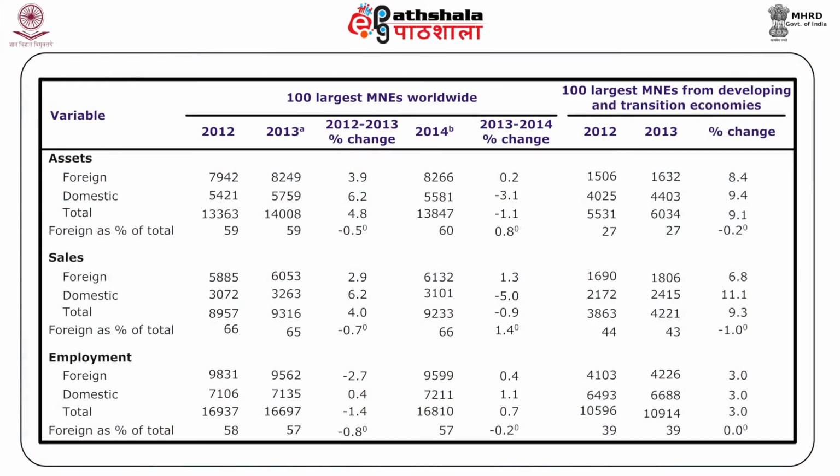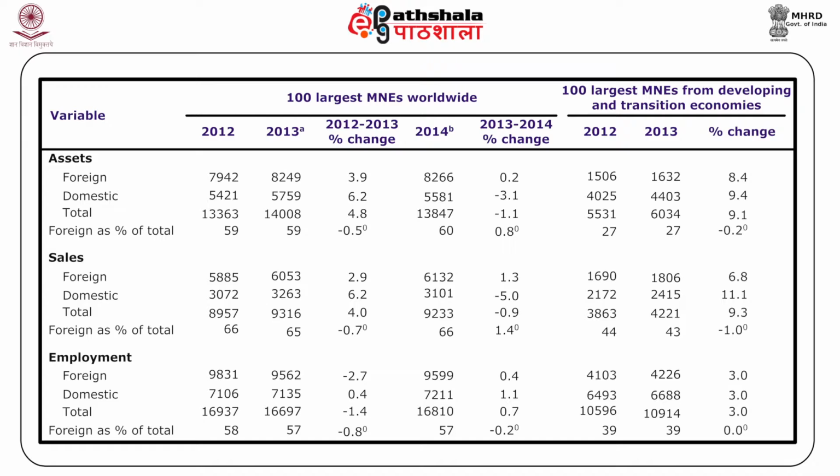We can have a quick look at the recent trends of the internationalization process of the 100 largest MNEs worldwide and those from the developing economies. We can see in this table that during the last 2 years, the trends of internationalization of the MNEs' activity have been positive in case of all aspects: assets, sales as well as employment. In case of the 100 largest MNEs in the world between 2012 and 2013, the assets have increased by 4.8%, the sales by 4%, while the employment declined by 0.7%.